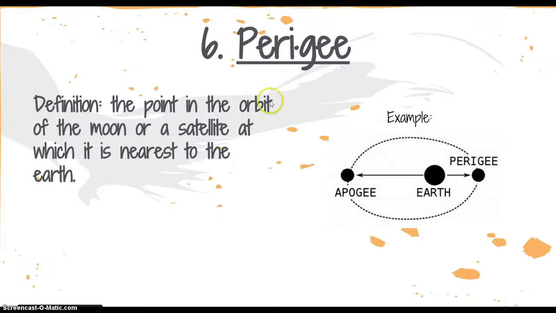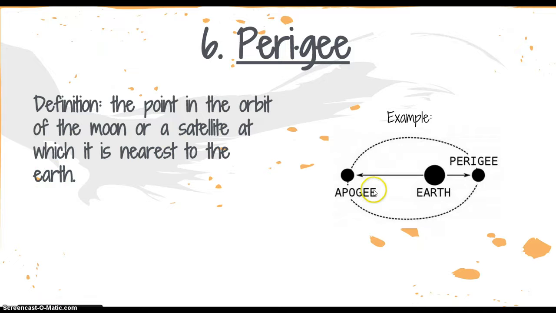Okay, our next vocabulary word is perigee. You're going to separate the prefix from the base word by drawing a line right here in your word wall. Perigee. The definition of perigee is the point in the orbit of the moon or a satellite at which it is nearest to the earth. The point in the orbit of the moon or a satellite at which it is nearest to the earth.